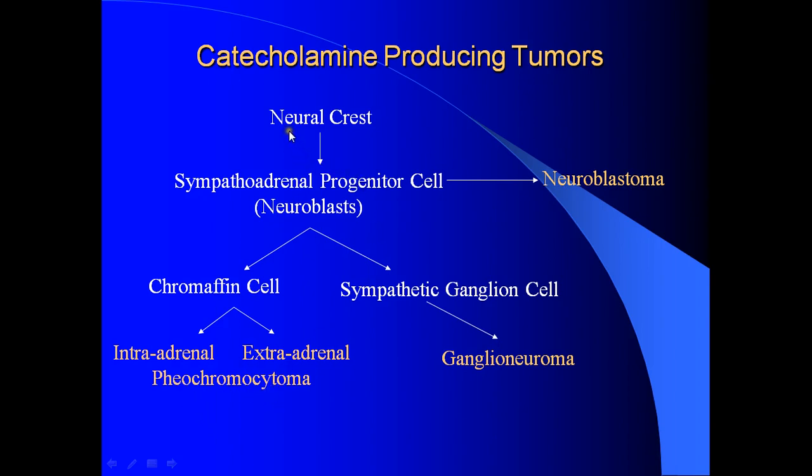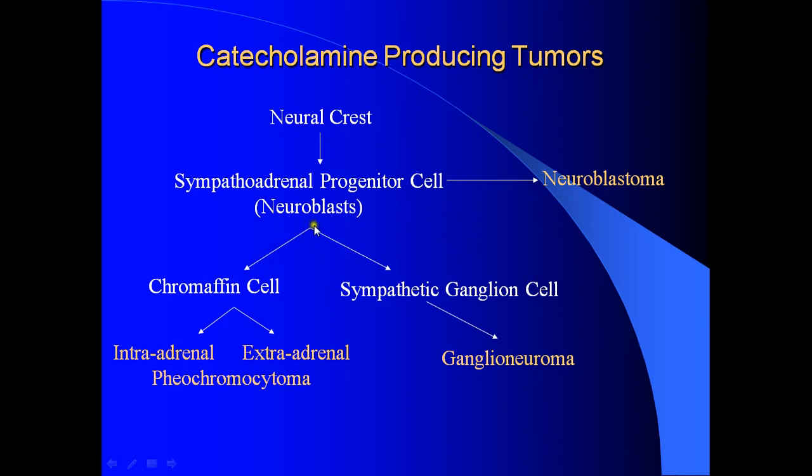So how are they formed? There is the neural crest. In the embryological stage there is a neural crest, you all remember. From there we get the sympathoadrenal progenitor cells, which are also called neuroblasts. If they undergo mutations, they can become neuroblastomas, usually seen in babies in the younger age group.